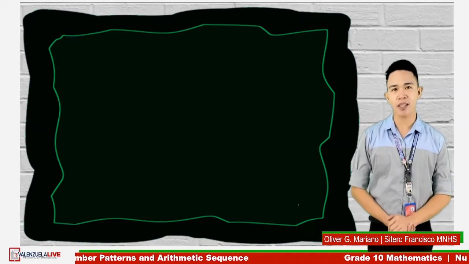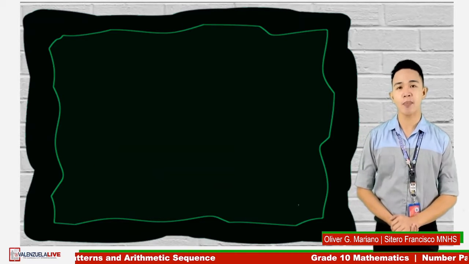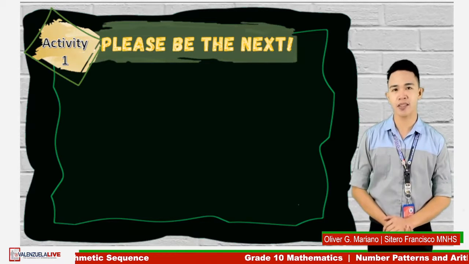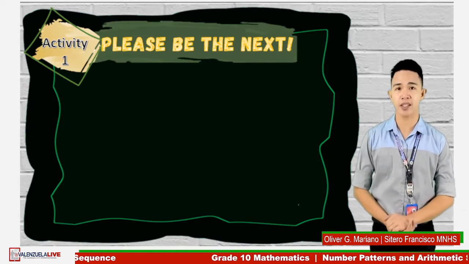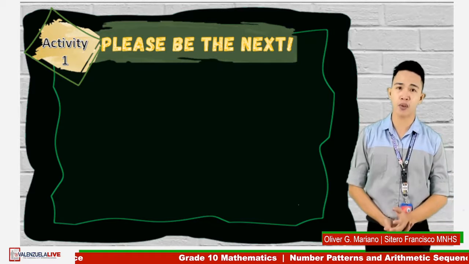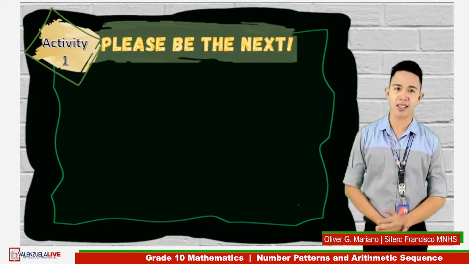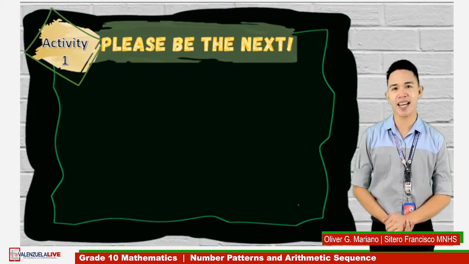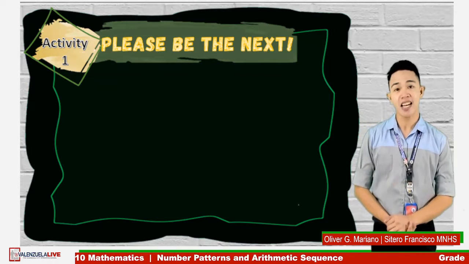Let's have our first activity entitled, Please Be the Next. I will be flashing a list of words, numbers, or figures, and what you have to do is to find out what comes next in the list. You will be given 20 seconds to key in your answer in the comment section. Are you ready?